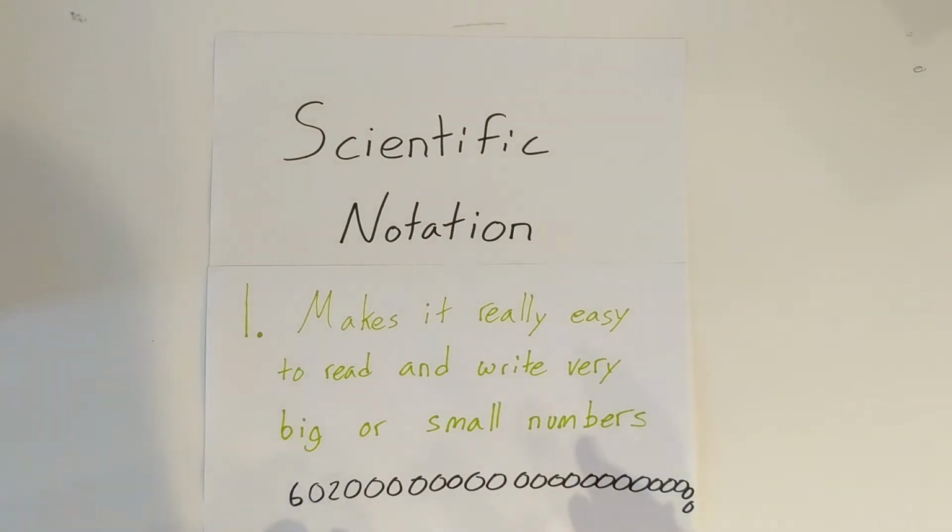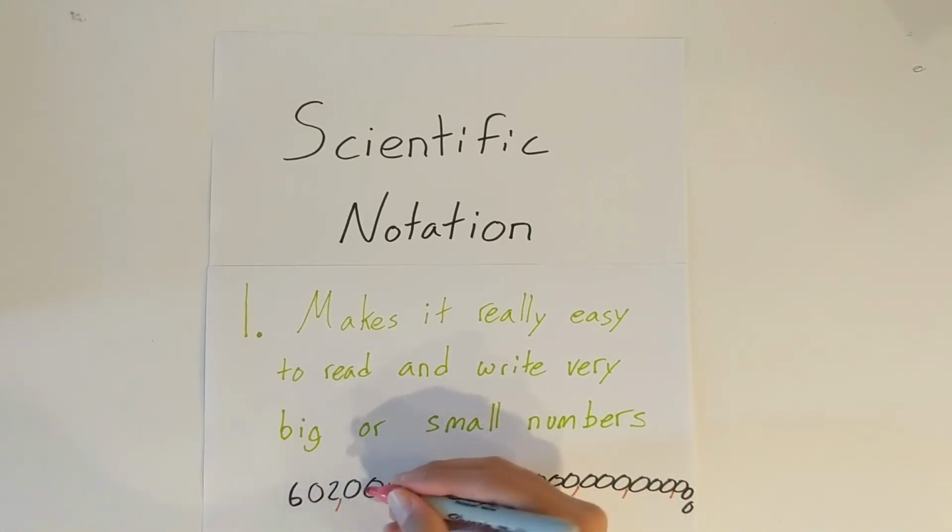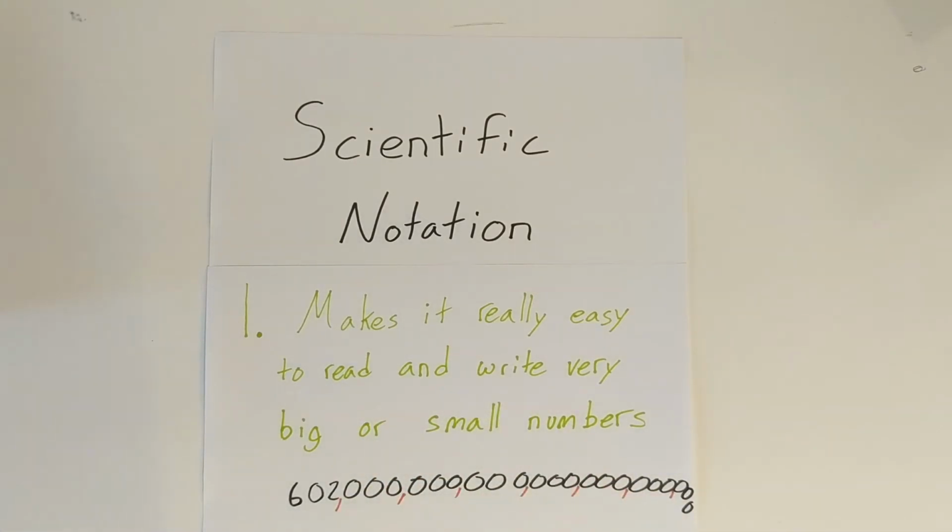If you're looking at it, it's very easy to misread that number. And oftentimes we put commas in there to help us keep track of all the zeros. But even if we put commas between every 3 zeros, it's still extremely hard to keep track of. But in scientific notation, it's significantly easier.